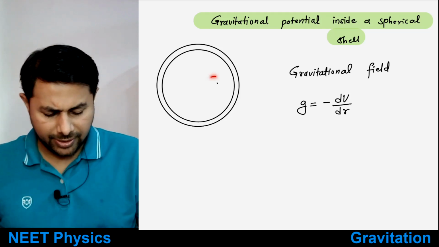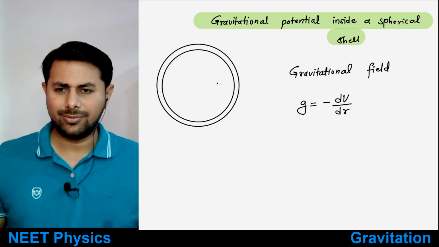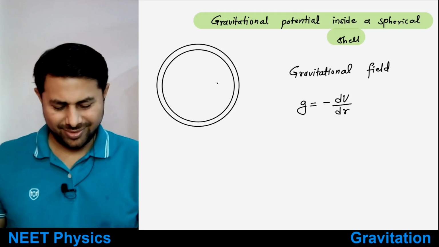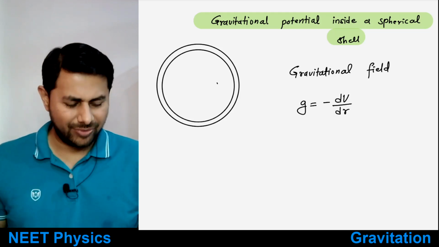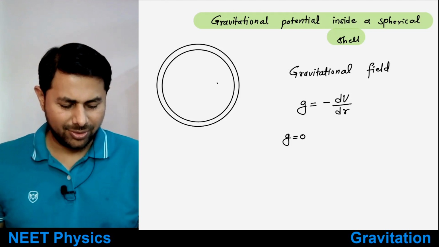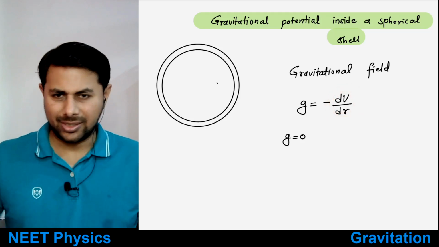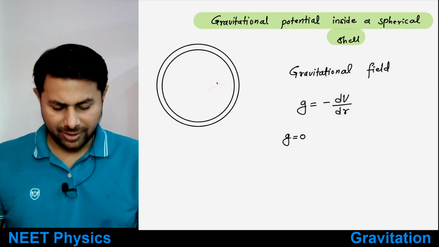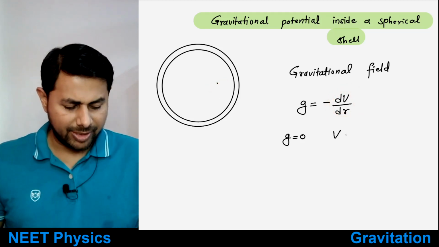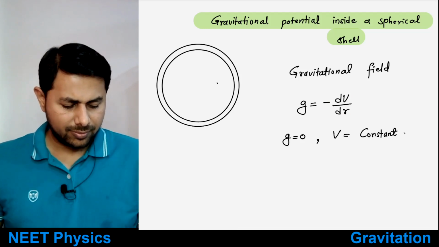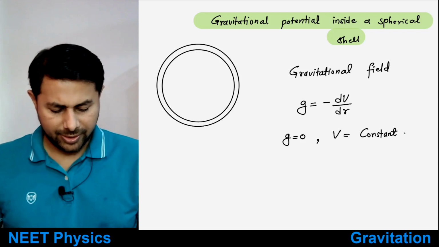So what is the field inside? Tell me. Gravitational field inside a spherical shell, G is equal to 0. Very good. So G is equal to 0 means derivative of V with respect to R is equal to 0 for any interior point, and that means that V must be constant. Okay, V must be constant, right?